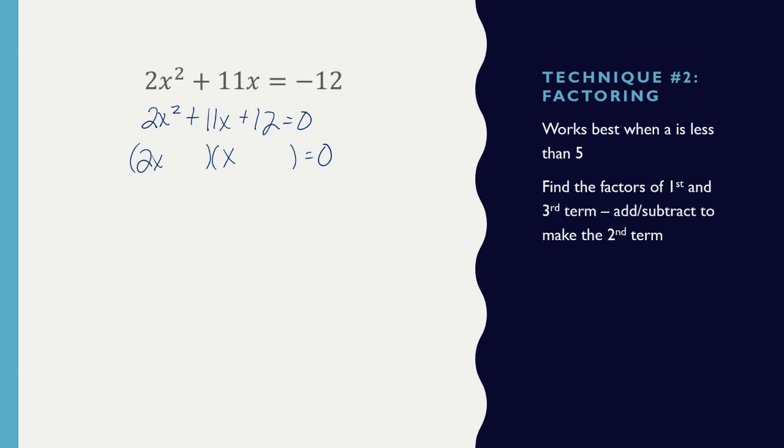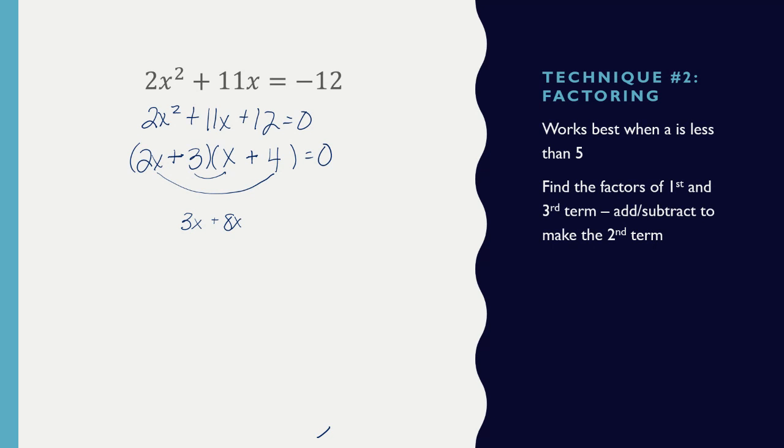11 is an odd number, which means I have to have an odd factor to add to it. 6 and 2 is not an option. We already decided 1 and 12 won't work. So let's try 3 and 4. So if I put 3 here and 4 here, how do I know if I have 11? Well, I multiply these two, which is 3x. I multiply these two, which is 8x, and I can see very easily that 3x plus 8x is equal to 11x. Therefore, both of my terms are positive, and I have now factored.